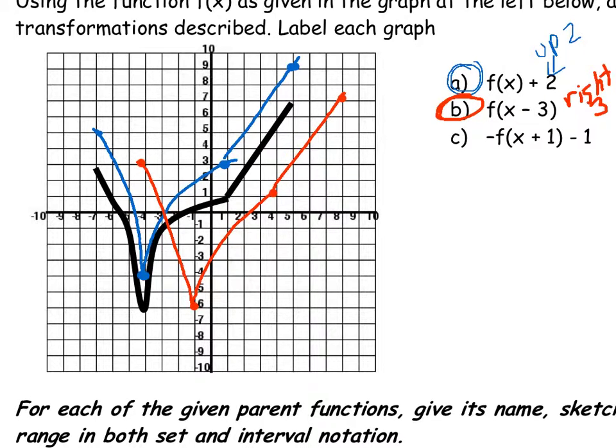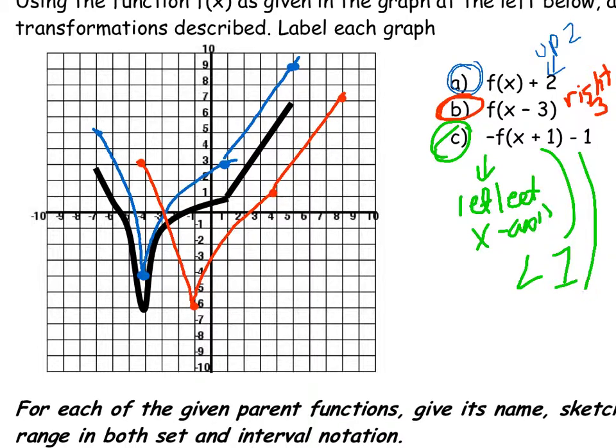Finally, we have C, which is negative f of x plus 1, minus 1. This is going to reflect over the x-axis. Go left 1 and down 1. We have to start with this reflection. We need to do this first, and then we'll move our graph left 1 and down 1. So every point is going to reflect and go left 1, down 1.